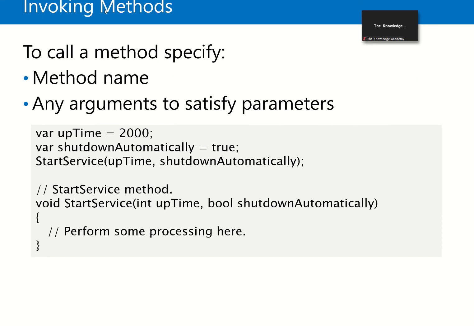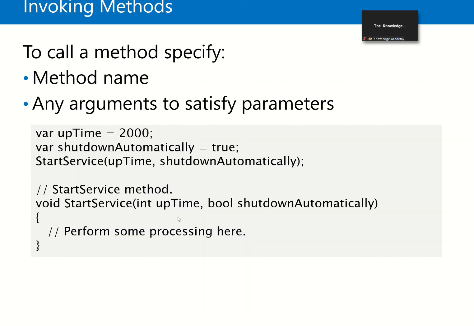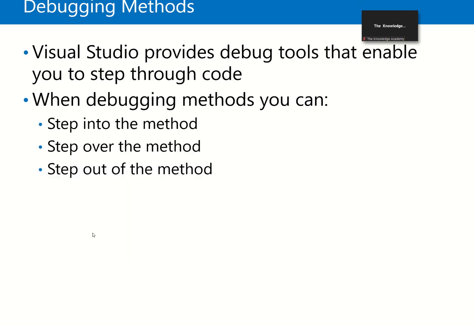You invoke the method by calling the name of the method and passing any parameters inside the method. In this case, if you call this method, you need to pass an integer and a boolean value. So this is the example. You just call StartService, that is the name of the method, and pass the first variable, which is 2000, and the second variable, which is true. It's being passed here, and then the method will run accordingly.